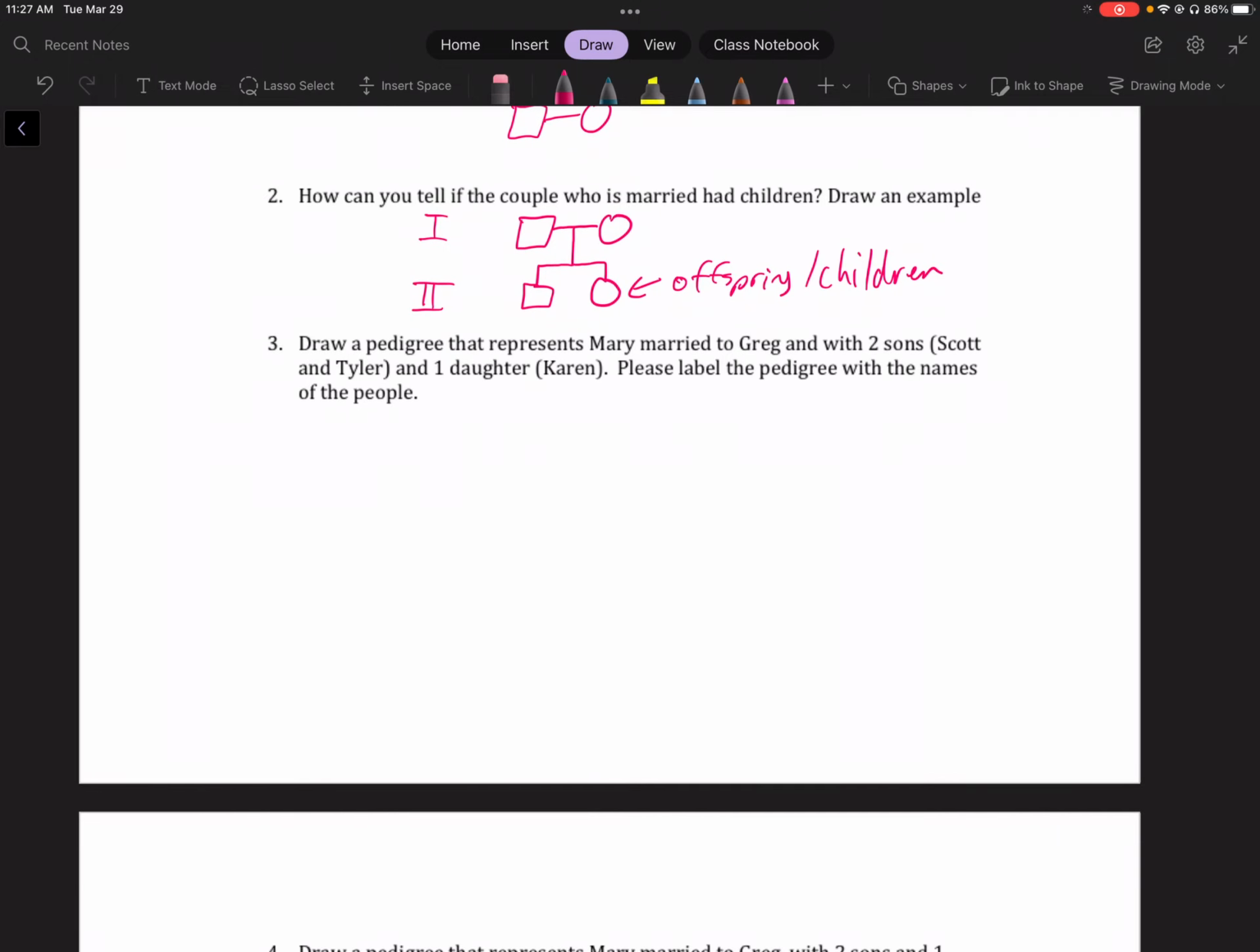Now we're going to draw a pedigree that represents Mary, married to Greg, with 2 sons. So we have Mary. I'm going to erase that. If it ever tells you age, we put the oldest to the left and the youngest to the right. If not, we go by the order it tells us, unless you get to a problem later that talks about, hey, this brother, then you just throw it in where you need to. She's married to Greg with 2 sons. So we have Scott, Tyler, and Karen. So that would be a 2-generational pedigree, like so.